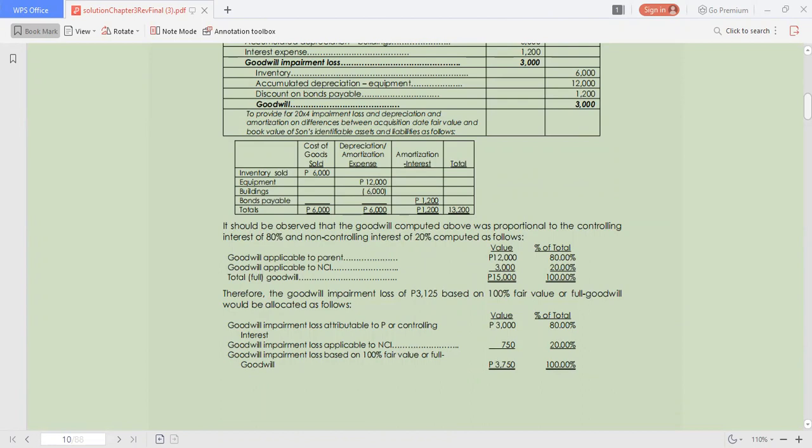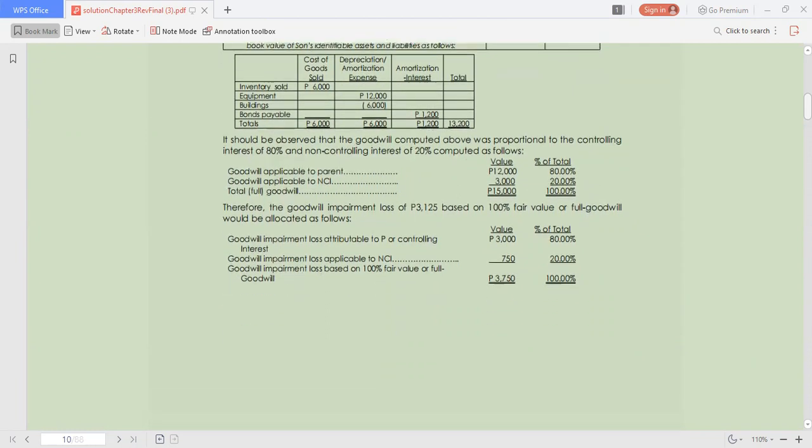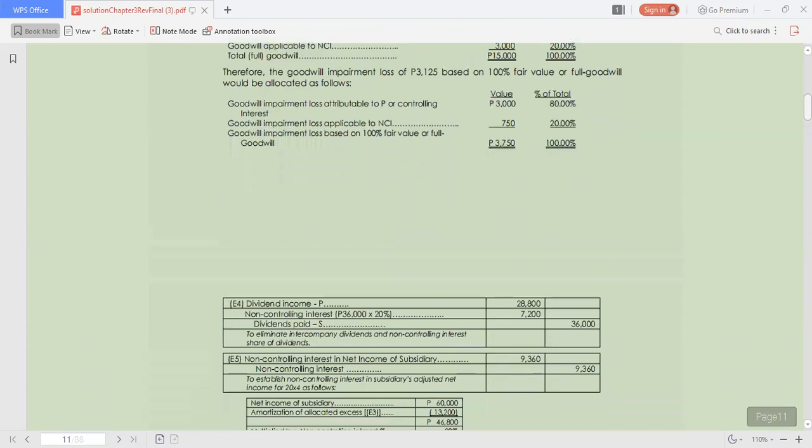3,750. That's the goodwill impairment loss, not 3,125. Based on 100% fair value, goodwill would be allocated as follows: 3,750 times 80% is 3,000, and 3,750 times 20% is 750. So we have now E4.